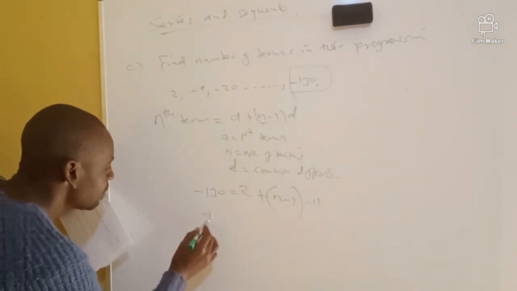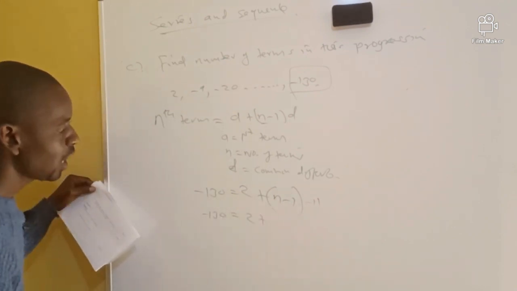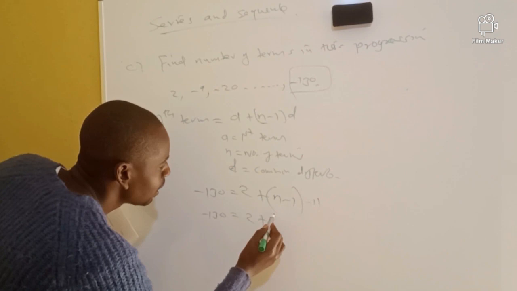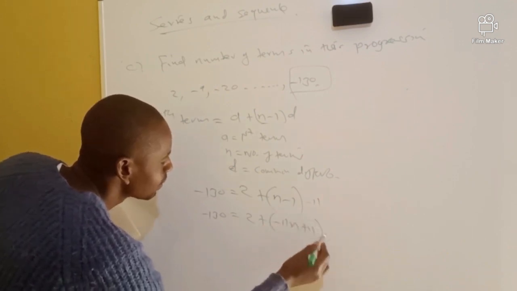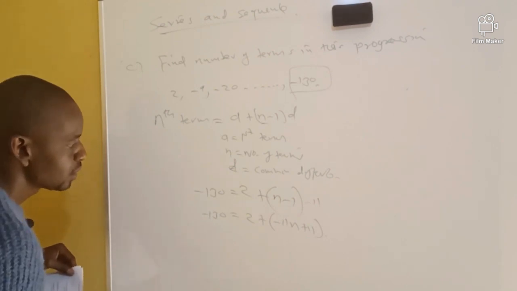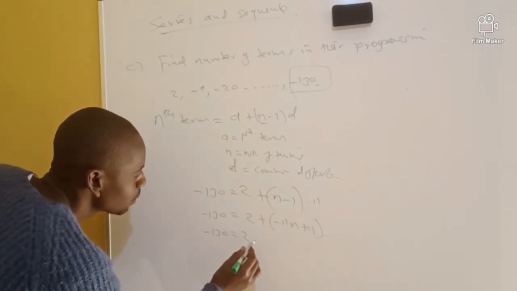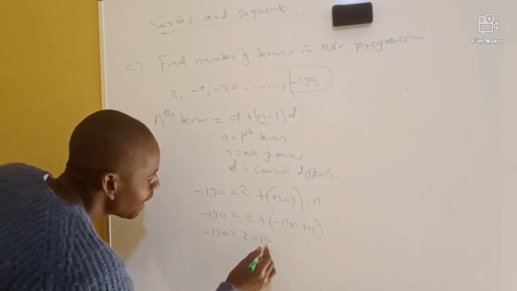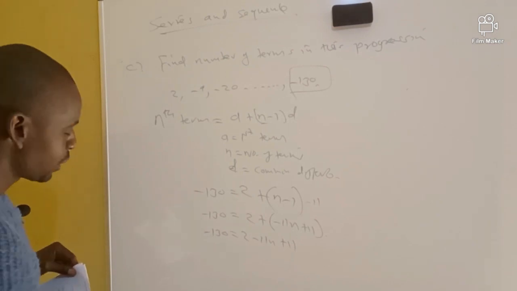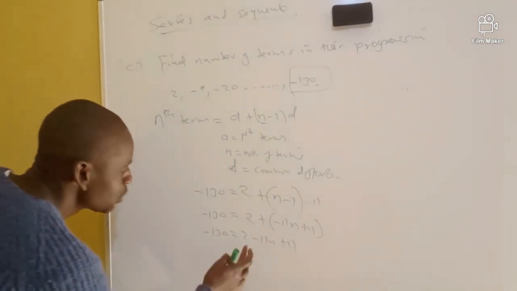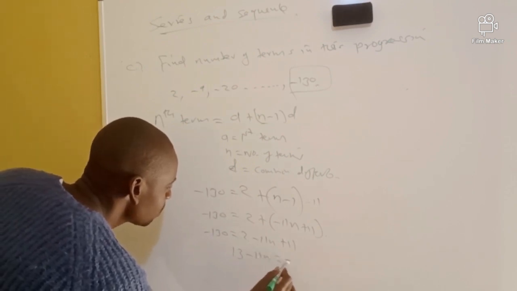So you get -130 is equal to 2 plus -11n plus 11. So that one becomes -130 is equal to 2 minus 11n plus 11. Okay, so 2 plus that, so we get 2 plus 11, we get 13. So 13 minus 11n is equal to -130.